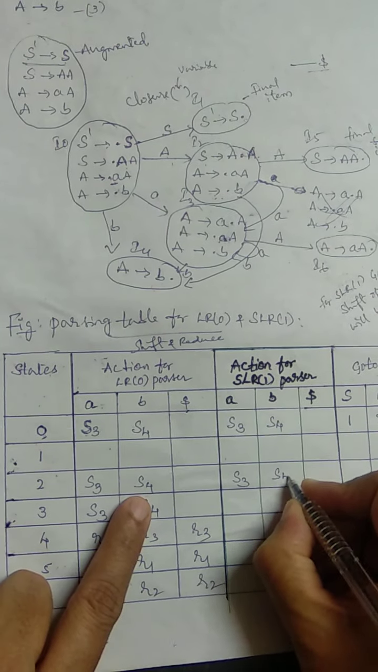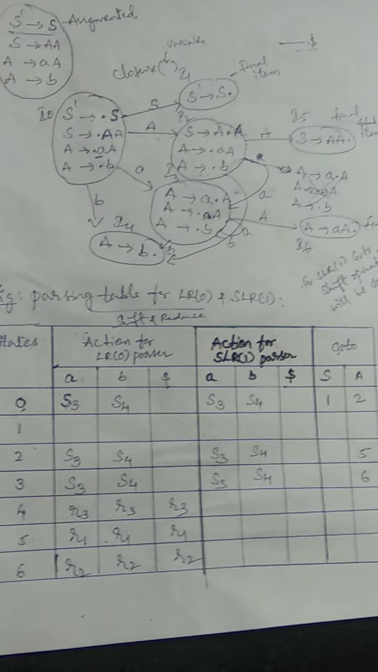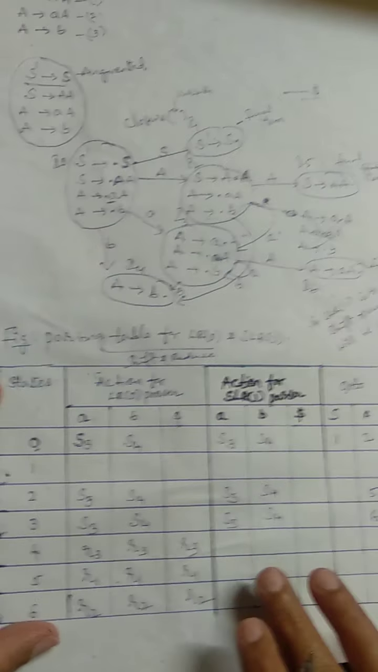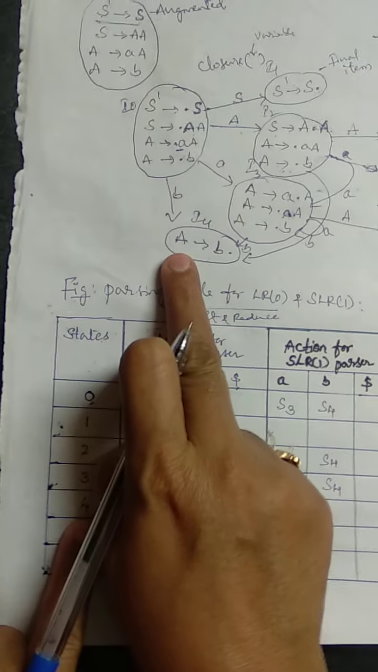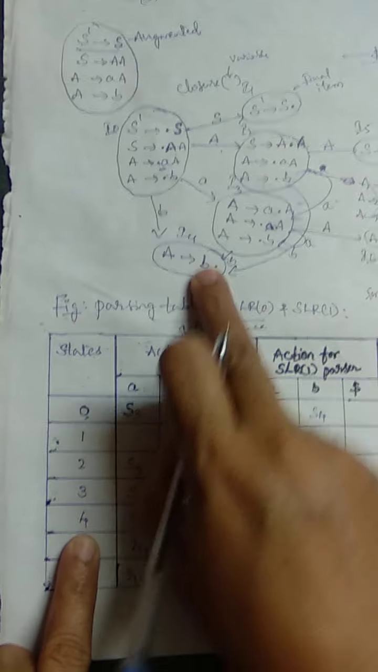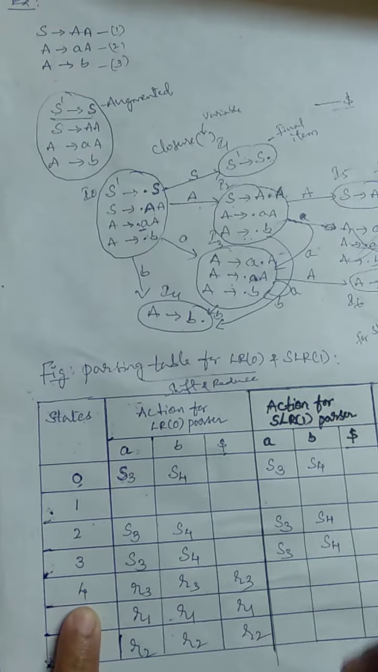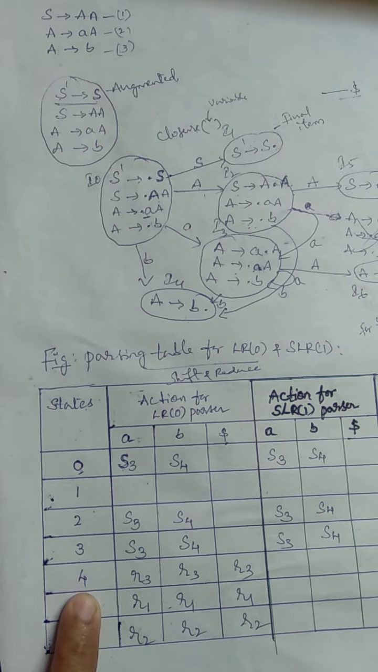S3, S4. Okay, so now the reduce action. When you are going to reduce, come to the state I4. I4 contains A implies B1. Then the production number for that is 3, so the reduce number is R3.